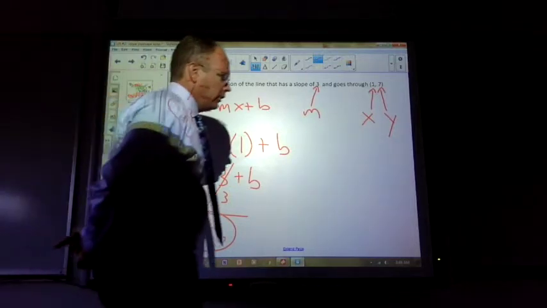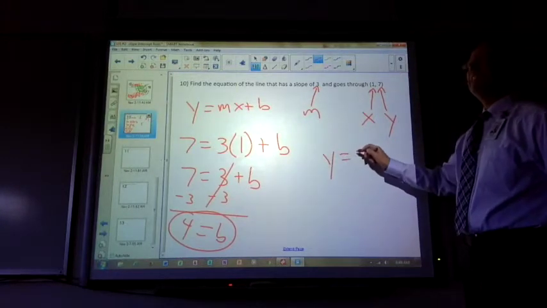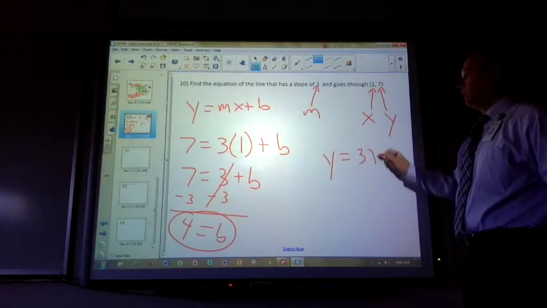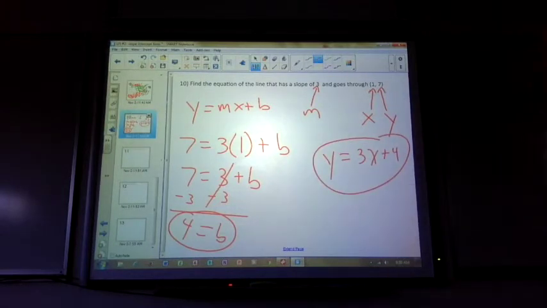Do I know the slope? Do I know the y-intercept? Let's plug it back into that equation. y equals 3x plus 4. This equation here has a slope of 3. It goes through that point as well. That's kind of cool. That works. Everything up there you already know. You know that a point is x comma y. We already learned slope is m. So we're just plugging in what we don't know.